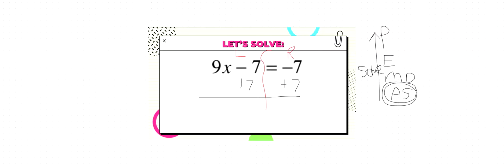And what are we left with? Starting from left to right, we're left with 9x. And then minus 7 plus 7, what happens there? It goes away, because it equals 0. It's a zero pair. Then we still bring down the equal sign, and we have negative 7 plus 7, which equals what? 0. Excellent. Now let's go to our checklist. We can check off addition and subtraction. We got rid of that.